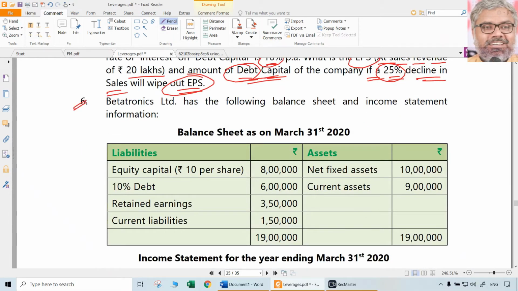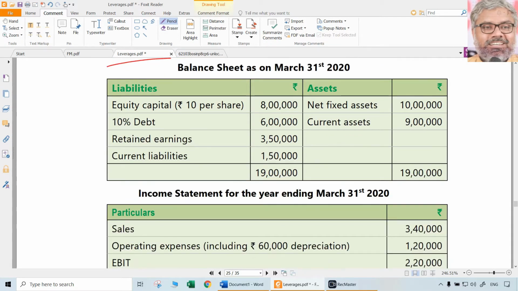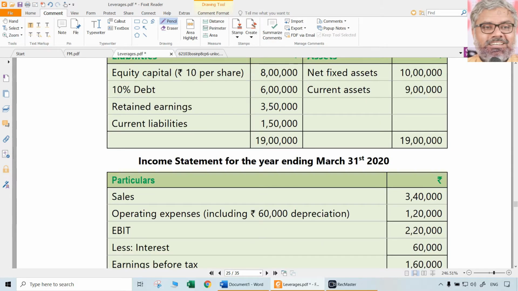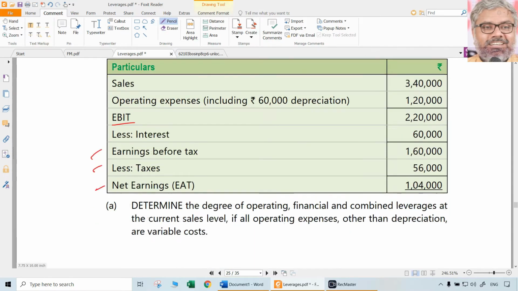Moving on to the sixth question. Betatronics Limited has the following balance sheet and income statement information. There is a balance sheet given, fixed assets, current assets on the asset side, equity share capital, debt and retained earnings, and current liabilities on the liability side. Then the income statement is also given, sales minus operating expenses, EBIT will come, less interest, EBT will come, less taxes, earnings after tax will come.